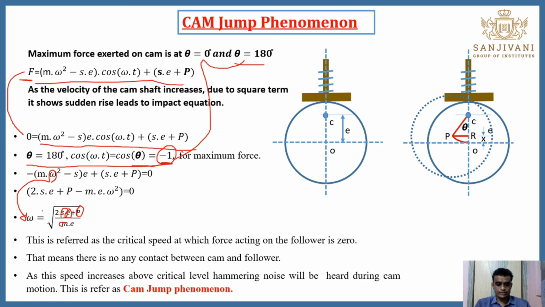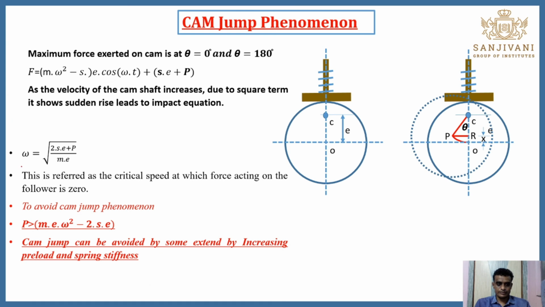These parameters influence this omega, and this is the speed at which contact between cam and follower gets broken. To avoid the cam jump phenomenon, your angular velocity should always be less than this. This is the extreme speed. If we rotate the cam at this speed, 101%, the contact between cam and follower gets broken, and you will hear a hammering noise. The speed at which the hammering noise starts is called the critical speed. Okay, this is the critical speed.